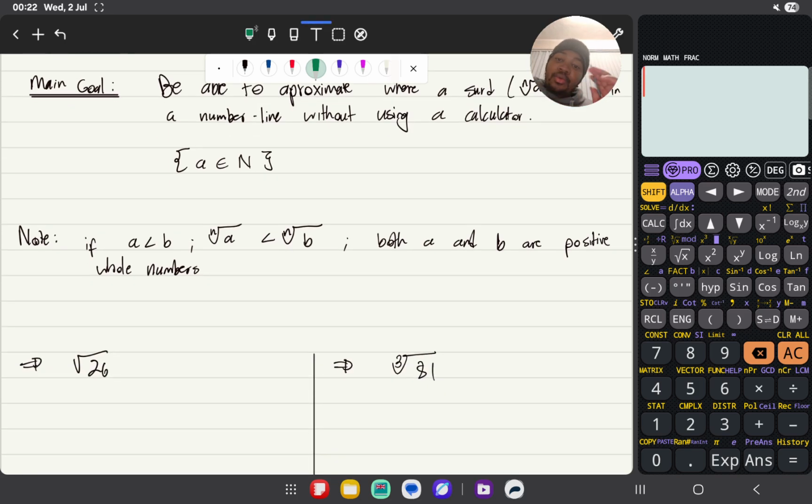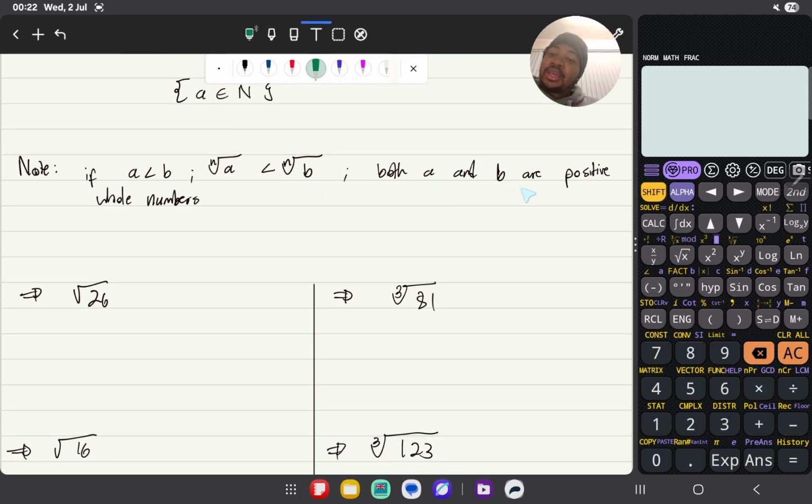So one thing that we need to understand is that if a is smaller than b, the nth root of a is going to be smaller than the nth root of b, so long as a is smaller than b. And of course, both a and b are positive whole numbers, or we can just say natural numbers.